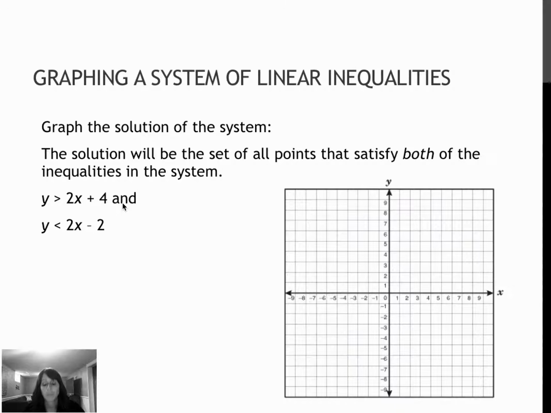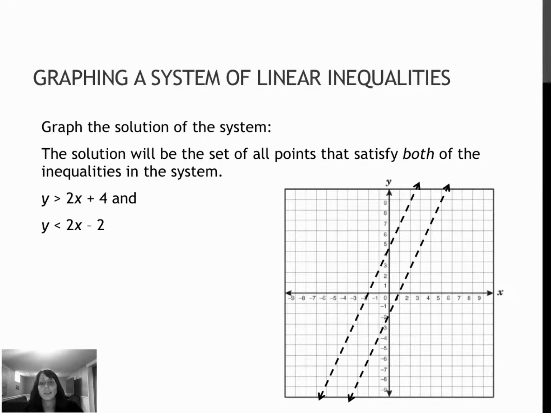Let's try another. For the first one, I get y is greater than 2x plus 4. Again, I would start at positive 4. I would use a slope of 2 over 1. And I would connect the dots with a dotted line. So that's that first line. For my second one, I would go to negative 2 and use a slope of 2 to go up 2 over 1, up 2 over 1. Again, I would connect the dots with a dotted line. And so that's my other graph.